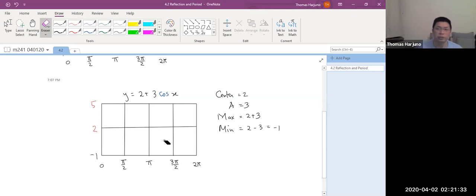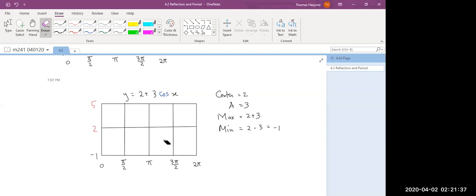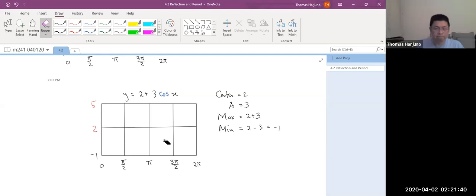Will the center change? No. How about the amplitude? No. So the maximum and minimum also stay the same. Okay, the difference will be instead of starting from the middle, from the center, for cosine, it starts from the top. That's what the sketch of the graph looks like approximately.